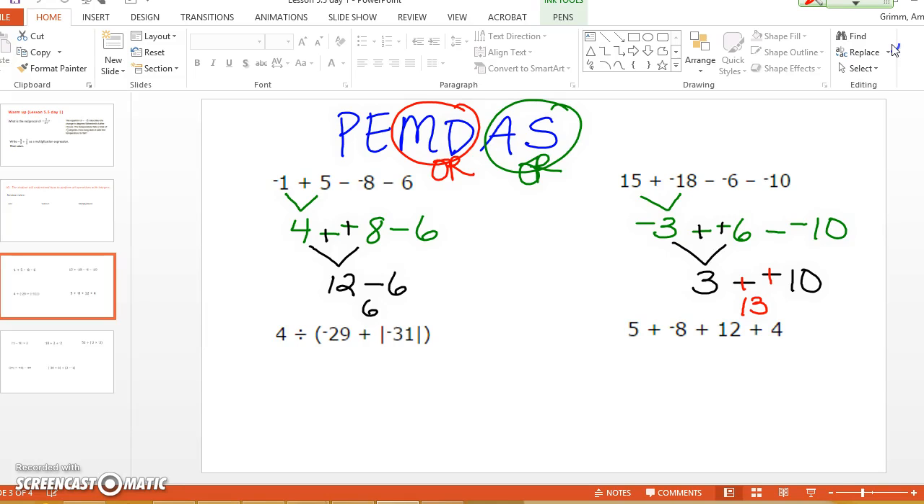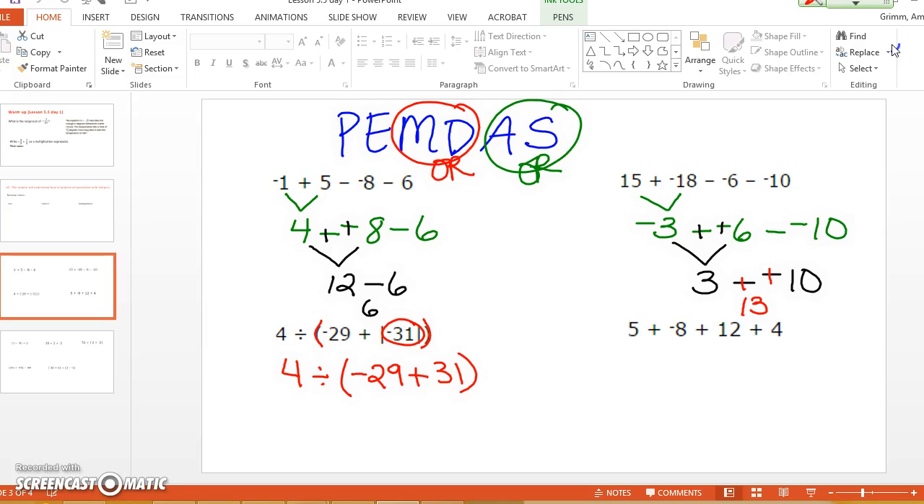All right, so now we get into some that have parentheses. And the first thing we have to do is anything in parentheses. And inside the parentheses, we have absolute value, which is basically like a parenthesis. So how do we find the absolute value of something? Distance from 0. Very good. So my eyes need to go here first. And I have 4 divided by the parentheses with negative 29 plus the absolute value of negative 31. How far is negative 31 from 0? 31. Positive 31. Good.